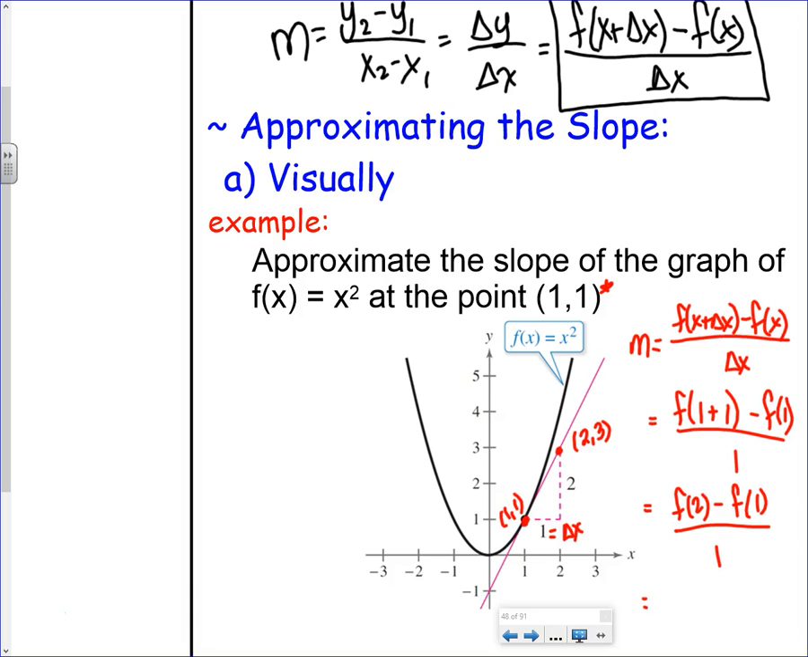And the only reason we plugged in 1 is because that's how far away the point I was able to eyeball was from the original point, horizontally speaking. So who is f of 2 or y2? 3. And who is y1 or f of 1? 1. So my best guess, just eyeballing the graph, is that the slope of the graph at the point 1, 1, aka the slope of the tangent line, is 2.